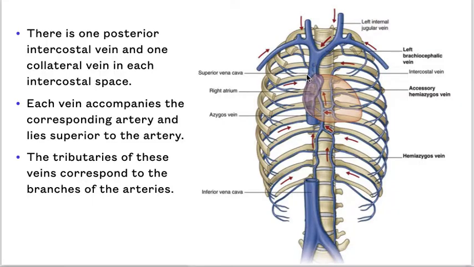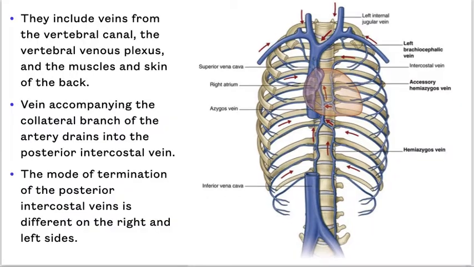There is one posterior intercostal vein and one collateral vein in each intercostal space. Each vein accompanies the corresponding artery and lies superior to the artery. The tributaries of these veins correspond to the branches of the arteries. They include the veins from the vertebral canal, the vertebral venous plexus, and the muscles of the back and the skin. Veins accompanying the collateral branch of the artery drain into the posterior intercostal vein.